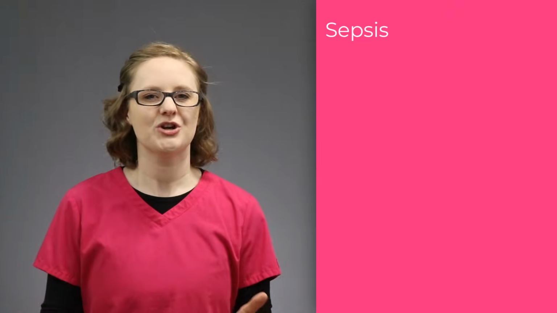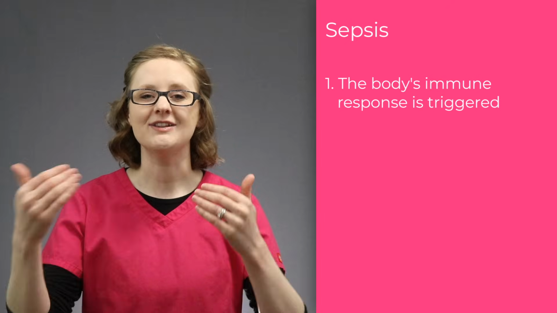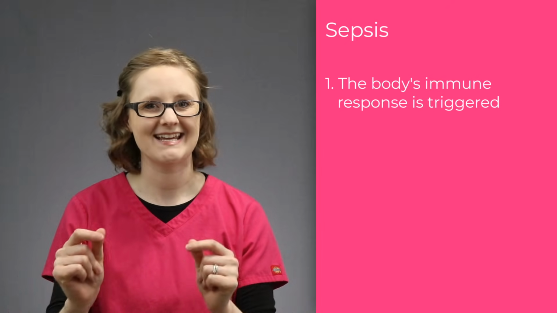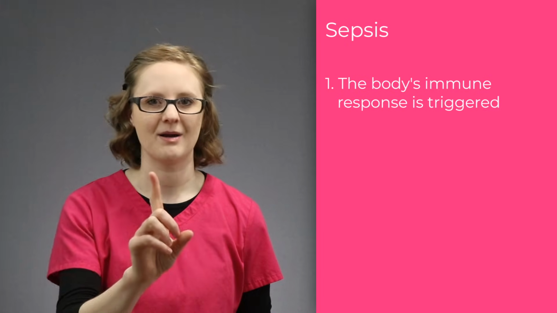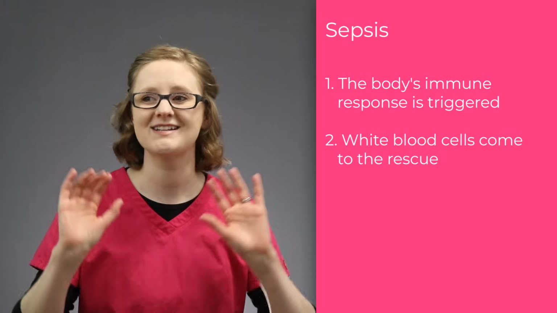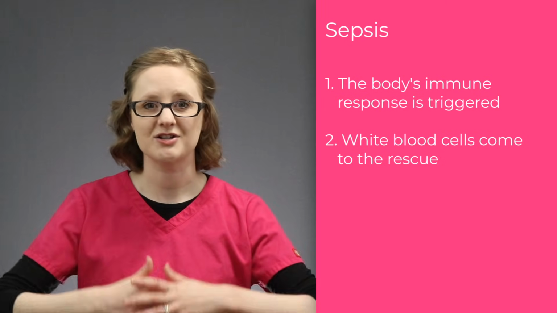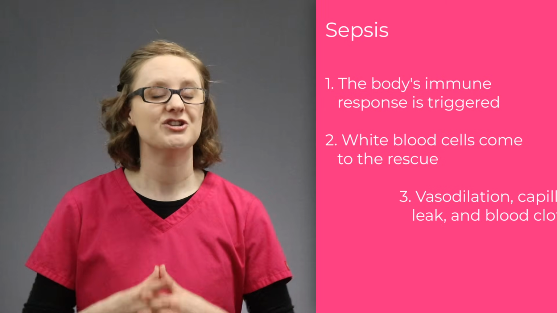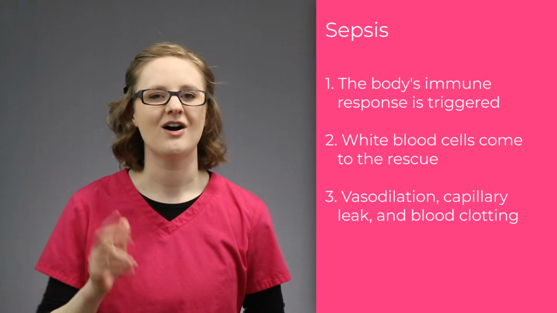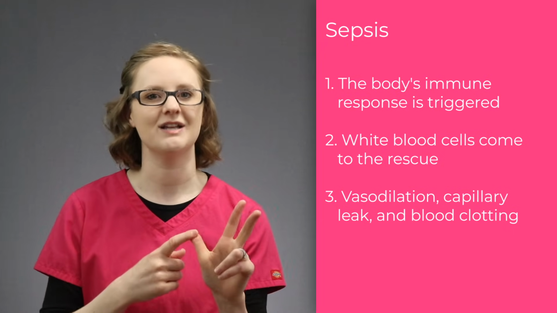All right, I know that was a lot, so let's recap because that was a lot of information. So when a pathogen enters the bloodstream, the body's inflammatory response kicks in and it's triggered, which is step number 1. And step number 2, the white blood cells are going to go out and hit those pathogens with inflammatory mediators, which are basically weapons. And during step number 3, these weapons cause 3 things to happen: vasodilation, capillary leak, and blood clotting.